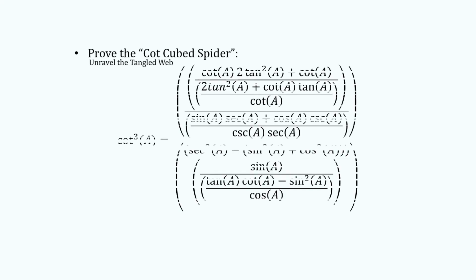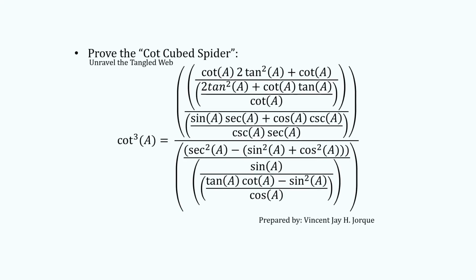Good day, ma'am. Today I'm going to present and prove the Cot Cubed Spider problem, which states that a cube of cotangent A is equal to the following expression. In simplifying expressions with more than one single fraction line, we're going to split it up for a thorough dissection and simplification for convenience. The first major split up is into the numerator and the denominator, denoted by the yellow strip and the orange strip respectively.